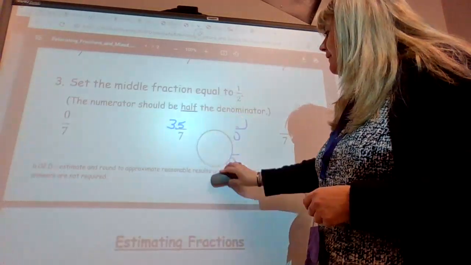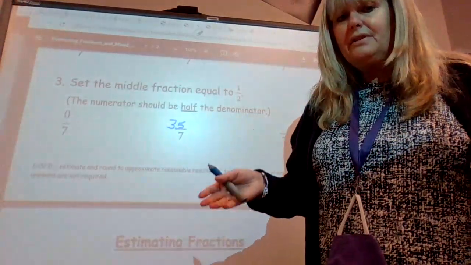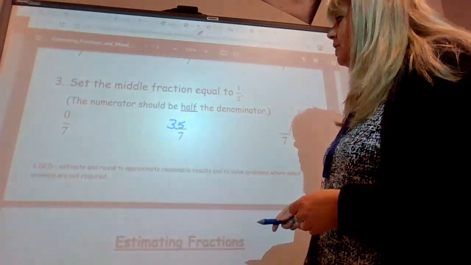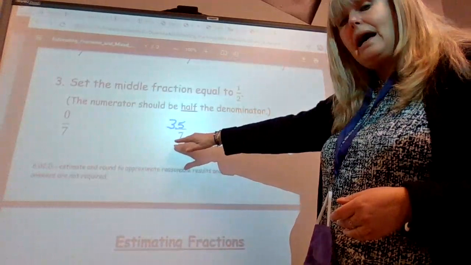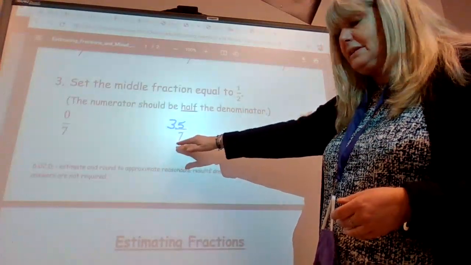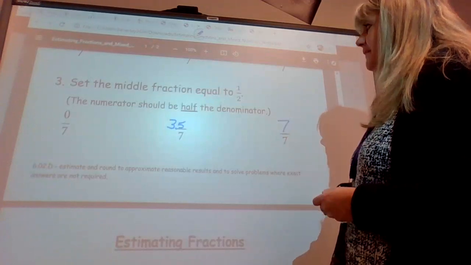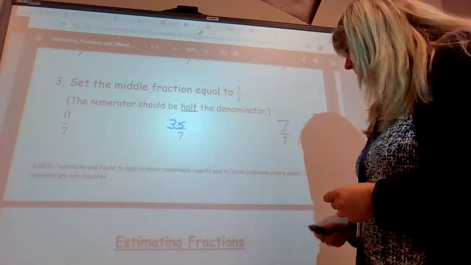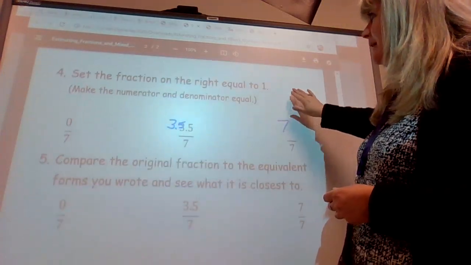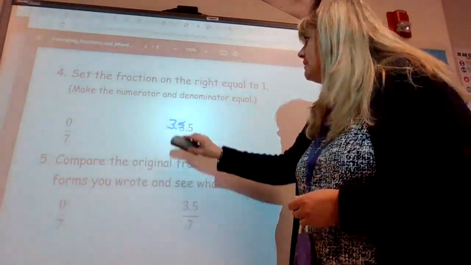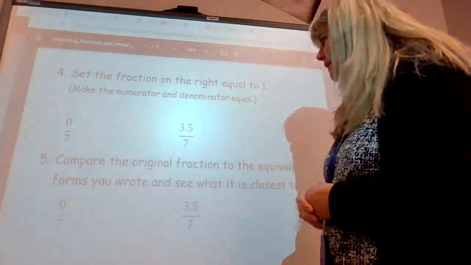So think about, if it is an odd number, what is the number before it? What is the number after it? And it'll be right in the middle. So I have 0/7. 1/2 of 7 is 3 5/10. And then this would be 7/7. Now, when I think of it, as I scroll on up and we look at it, set the fraction on the right to equal 1. All 3 of the denominators are 7.